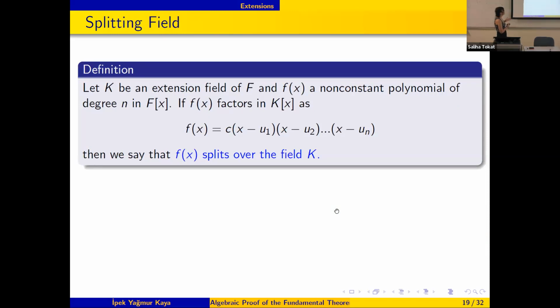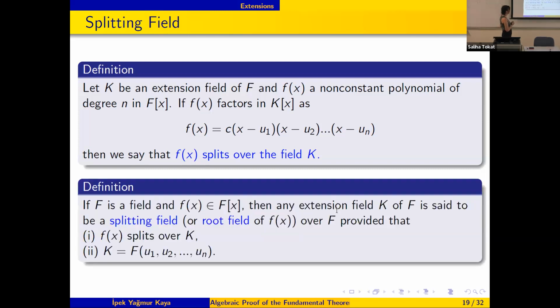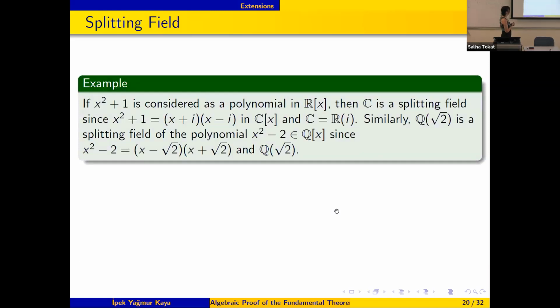Splitting field. Let K be an extension field of F and f of x a non-constant polynomial of degree n in F[x]. If f of x factors in K[x] as follows, then we say that f of x splits over the field K. The definition: if F is a field and f of x is in the polynomial ring over F, then an extension field K of F is said to be a splitting field over F, provided that one, f of x splits over K, and two, K is equal to F adjoined u1, u2, all the way up to un.